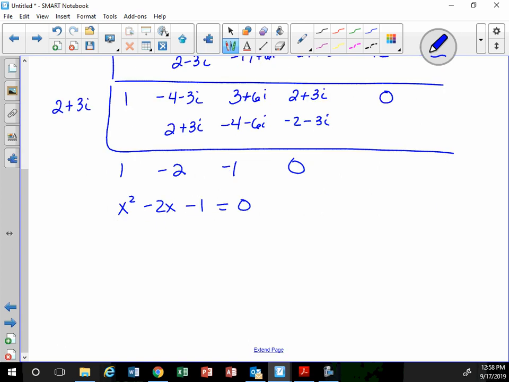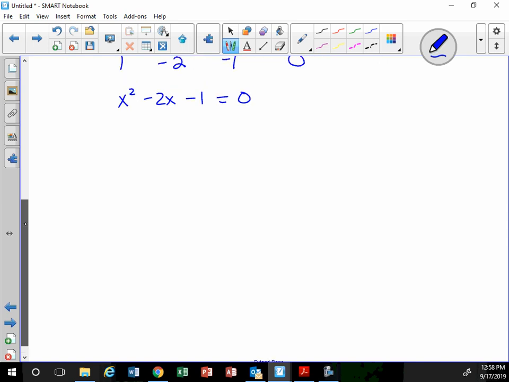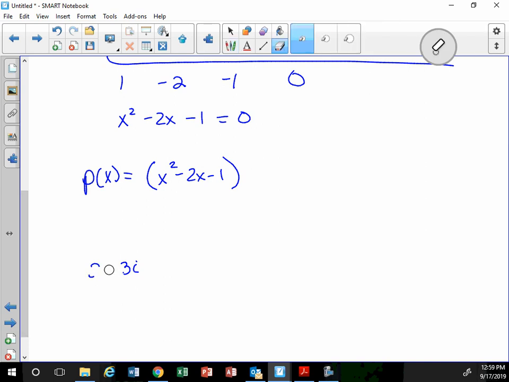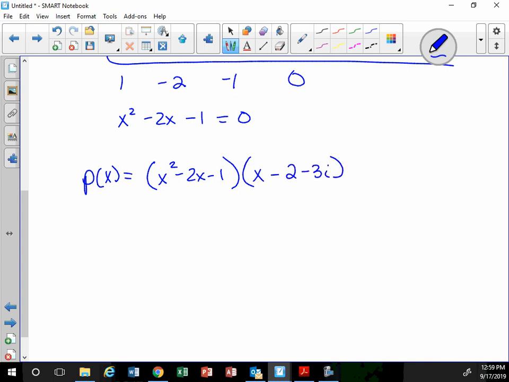Now I said completely factor. Does that factor? No. So this is an irreducible quadratic factor, okay? And then if we go back to our 2 zeros, were what? Was it 2 minus 3i and 2 plus 3i? Right? So if you think about it, x minus 2 minus 3i times x minus 2 plus 3i.